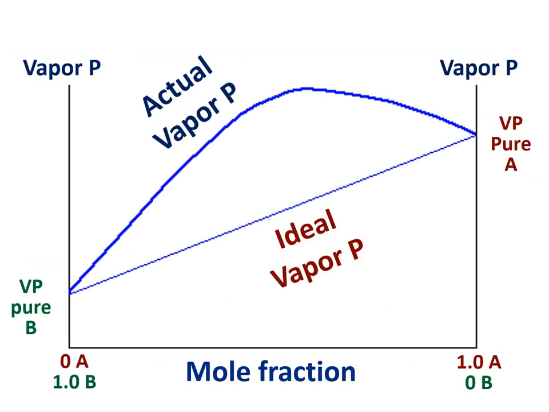So this is an example of the positive deviation. This is the vapor pressure here, and look at the ideal vapor pressure, which is supposed to be in that straight line, but in reality, the vapor pressure of the solution is higher than the vapor pressure of pure A and pure B. That will be a problem in the separation, as I said, and the boiling point diagram will be different from the one that we just described in the last slide.